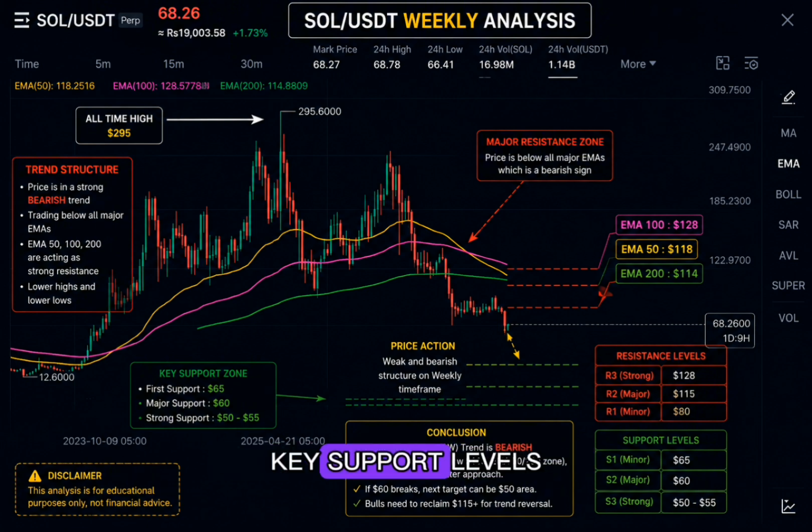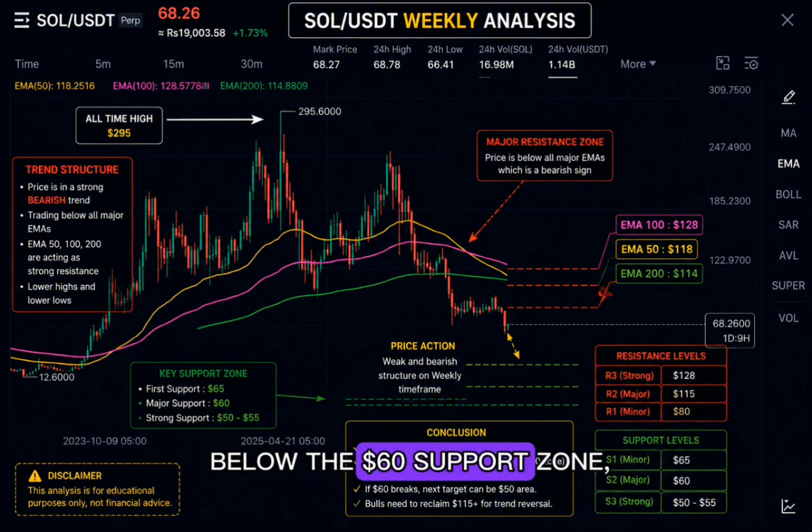From its peak near $295, SOL has experienced a significant correction and is still struggling to show a confirmed trend reversal. Key support levels. First support, $65. Major support, $60. Strong support, $50.55. If the price breaks below the $60 support zone, we could see further downside pressure toward the $50 area.